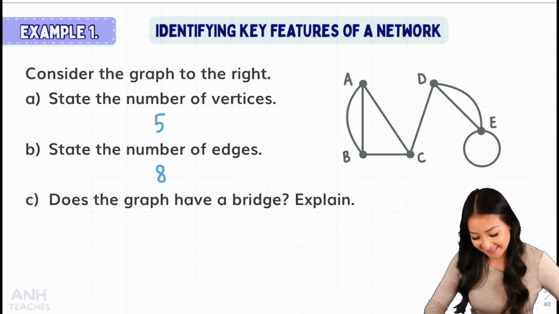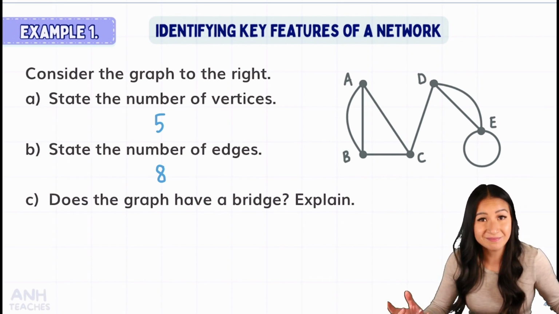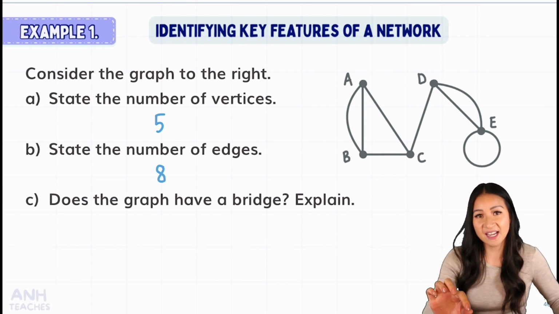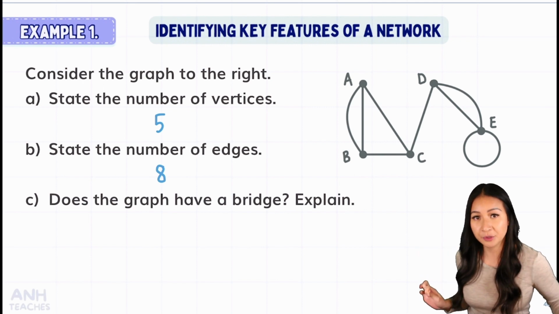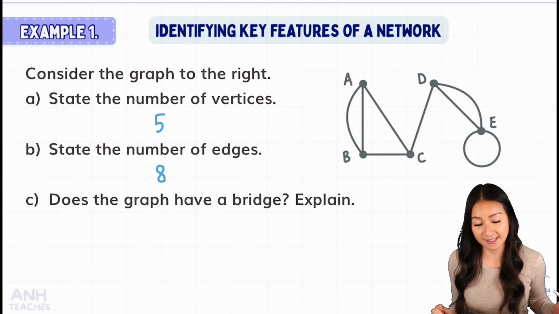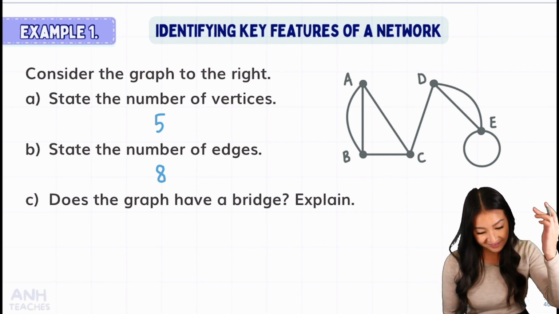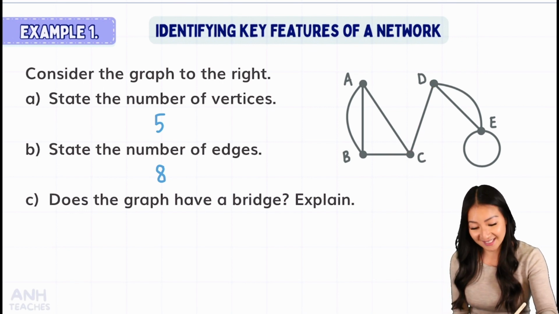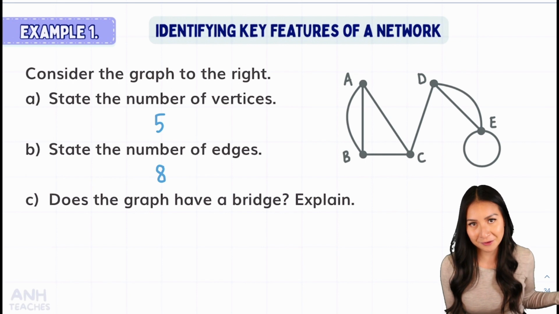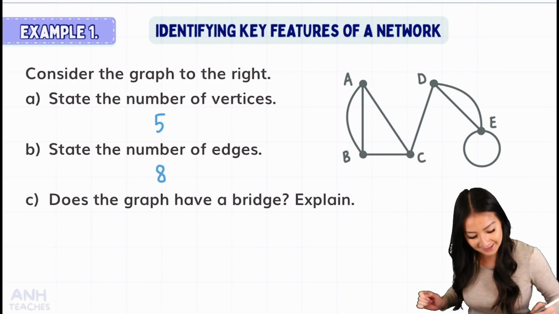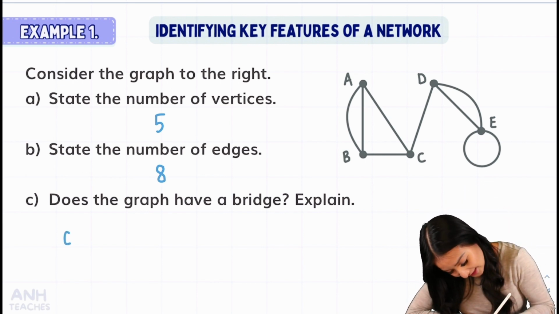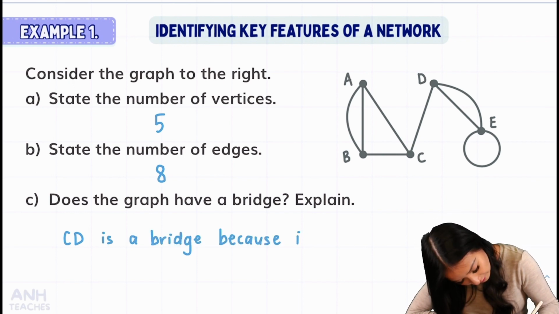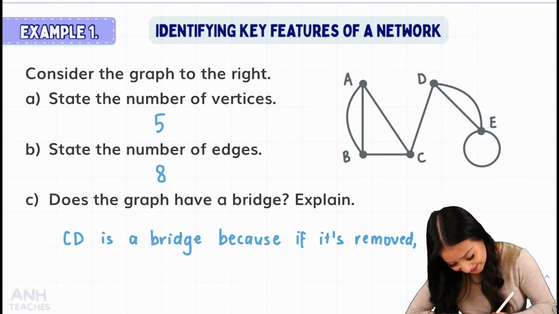Now part C says, does the graph have a bridge? Explain. Remember, the definition of a bridge is any edge that once removed makes the graph disconnected. So in this graph here, I can see that CD is a bridge because if I remove that, the graph becomes disconnected. And that's what I'm going to write. CD is a bridge because if it's removed, the graph becomes disconnected.